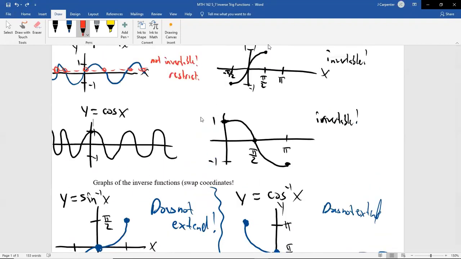So let's just do the sine function. Here's your sine of x. Then, if we flip that about the line y equals x, what we get is this. And I drew that terribly. In fact, the blue line is what's drawn terribly. So let me just do that a little better.